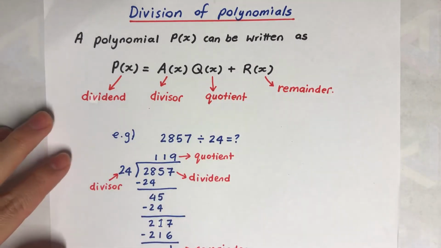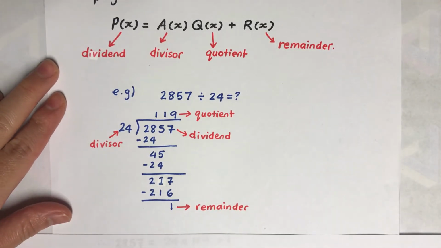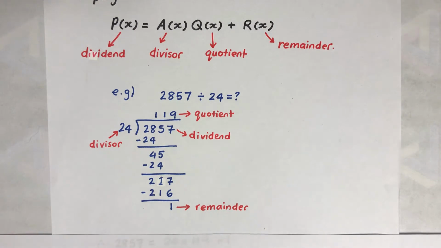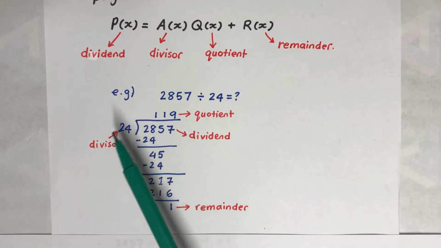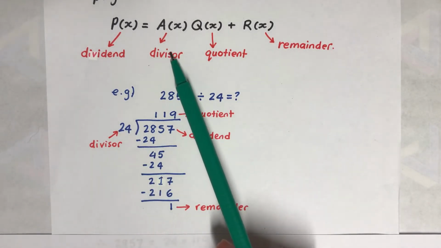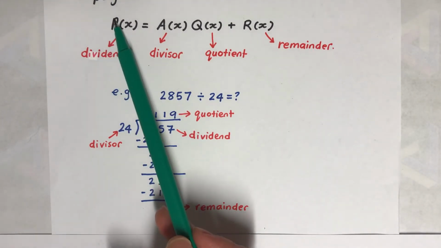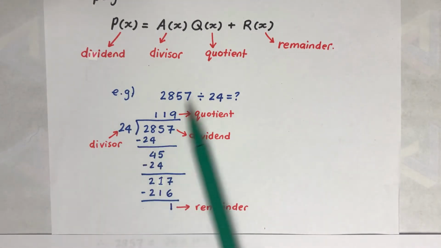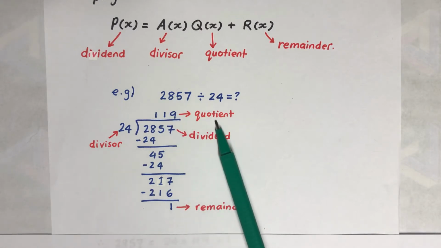Now, what does that all mean? It looks like normal long division. So, 2,857 divided by 24. I'm going to put that into the long division here, and when you do that, you will get this. This 24 is your divisor. Inside here, 2,857 is your dividend, which is p of x. What you're dividing by is your divisor, and the answer on the top, the whole number, is the quotient.